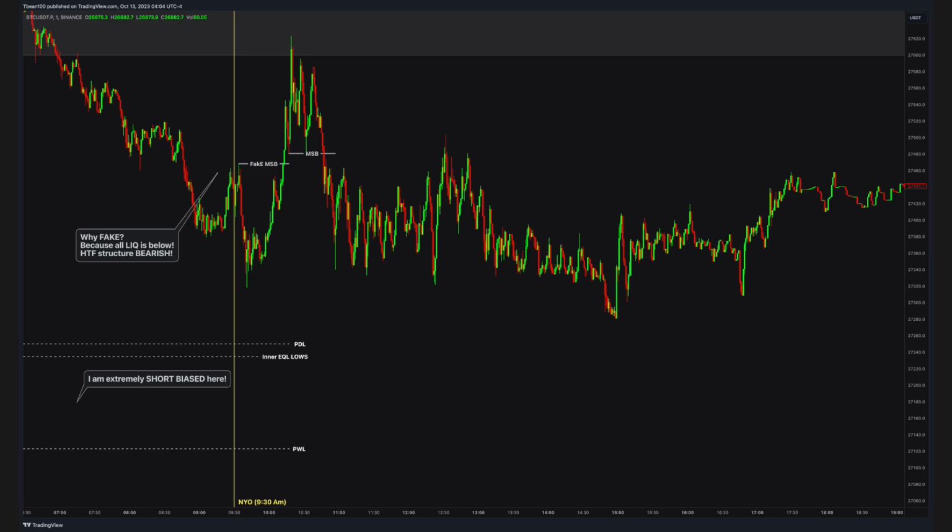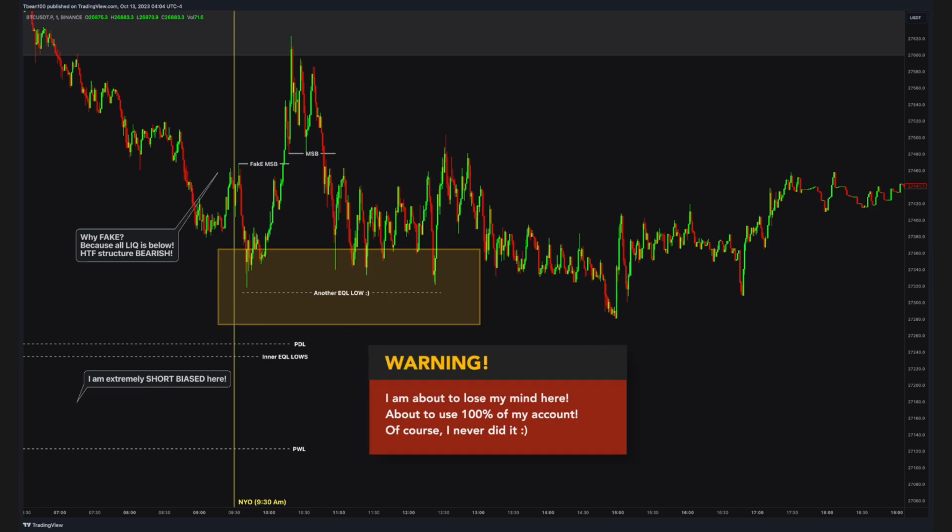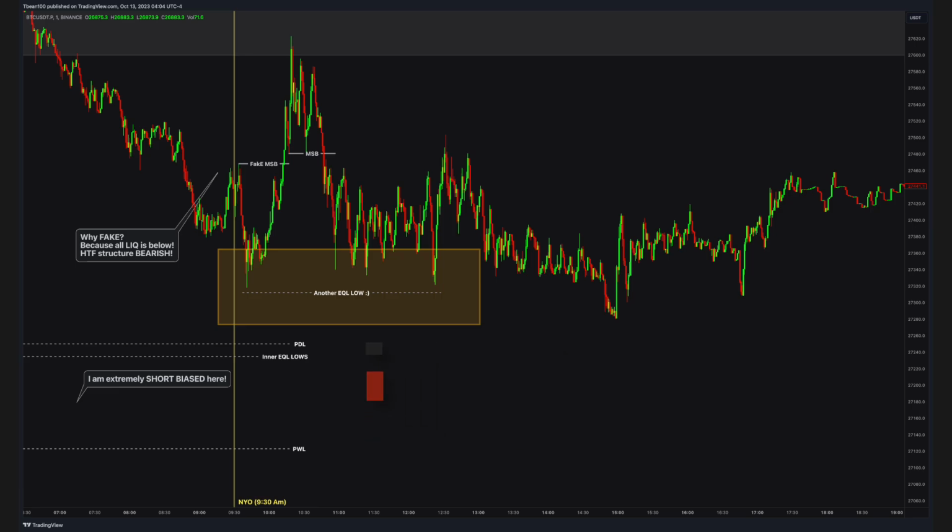Then something else happens. Yet another equal lows pop up one more time. I have to admit, at this point, things were getting crazy and out of hand. In a second, I was willing to put 100% of the account on the line. I wanted to sell my houses, my car, all real estate, and put it on this trade to short it. Of course, we are not that crazy.